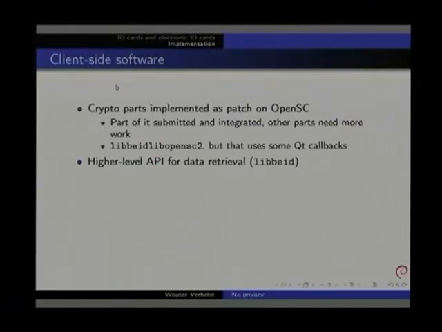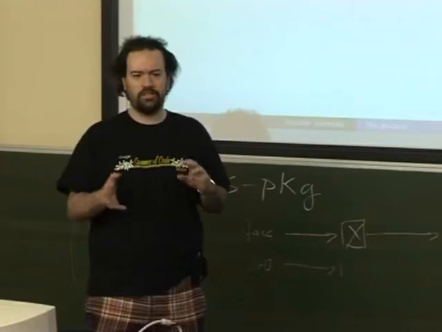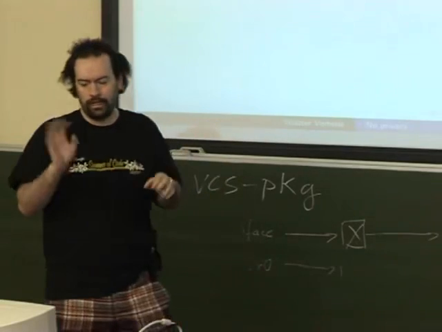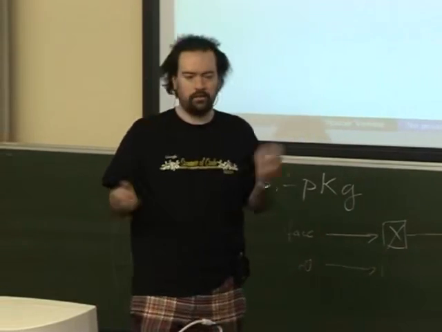There is a higher level API in libeid for data retrieval. They used to call this libeid, which is a fairly reasonable name, but then I suggested maybe you should have some, because of namespace issues, you should perhaps call it BID, and they liked that idea, so they changed it.